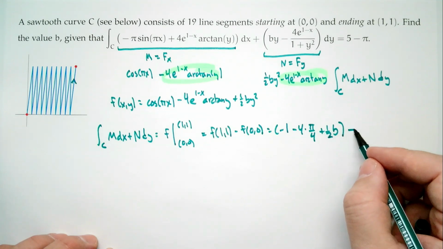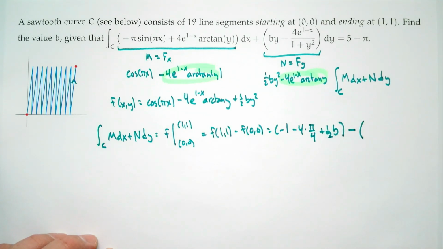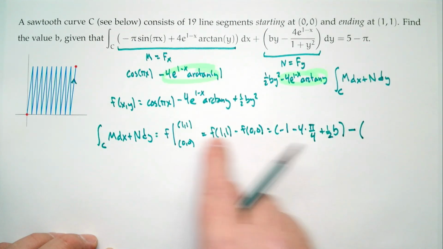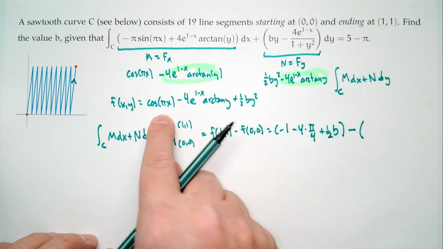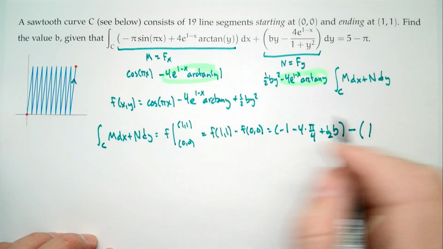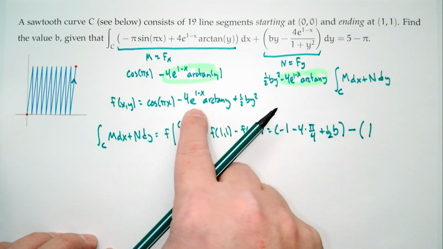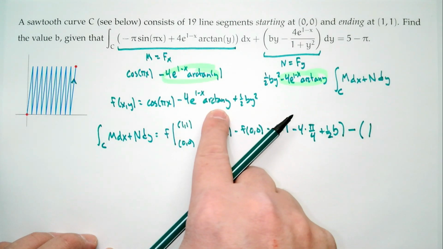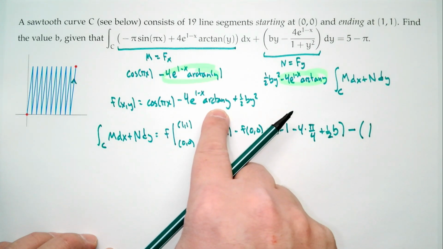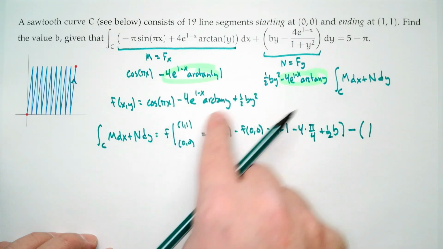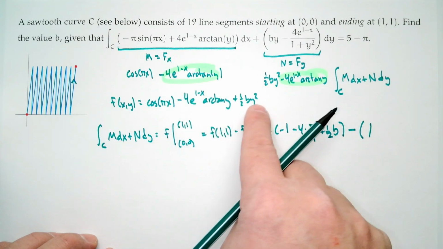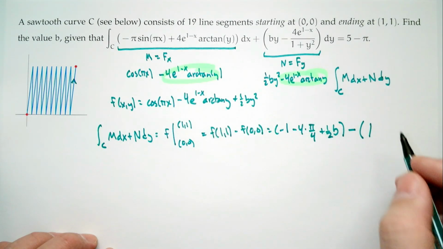Then we're going to subtract. Let's plug in now 0, 0. Cosine 0 is 1. Minus 4 times e to the 1 times arctangent of 0. Arctangent of 0 is 0, so that goes away. 1/2 times b times 0 squared is 0.